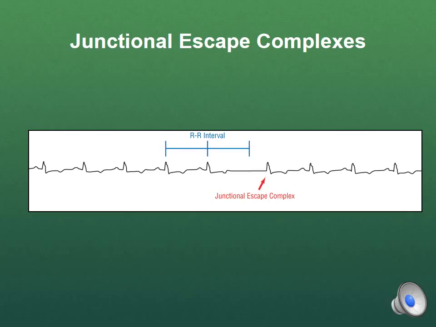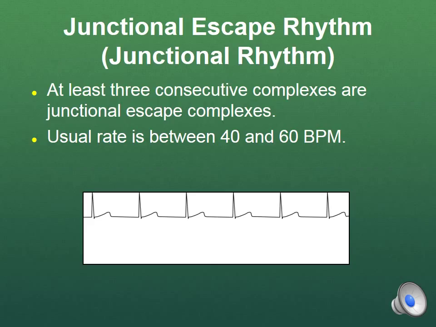And basically what happens here is we have a reminder. The SA node is reminded of what its responsibilities are, and after that first junctional escape complex, it resumes its duties and takes over pacemaker responsibilities. So this is an example of a single junctional escape complex. If we have at least 3 of these complexes in a row, then that's considered a junctional escape rhythm.